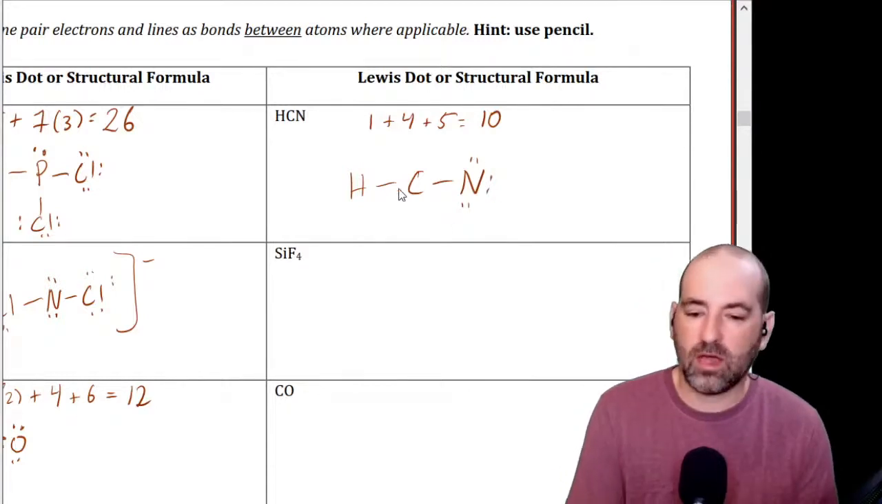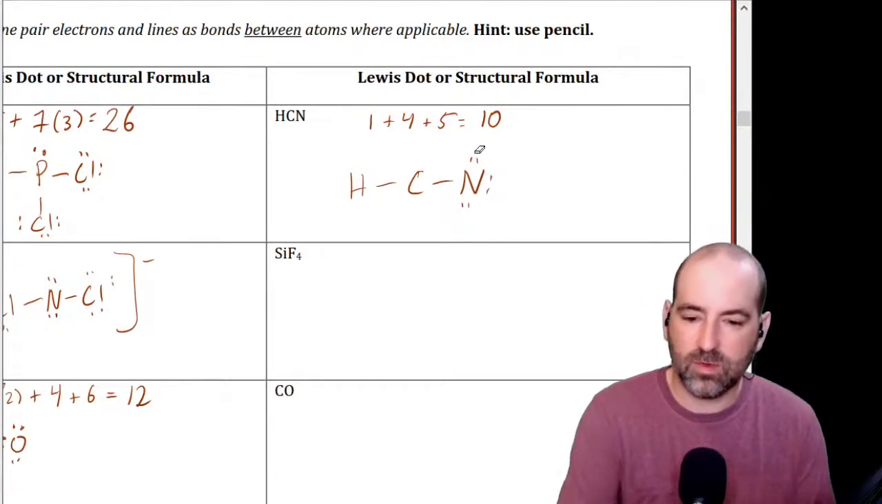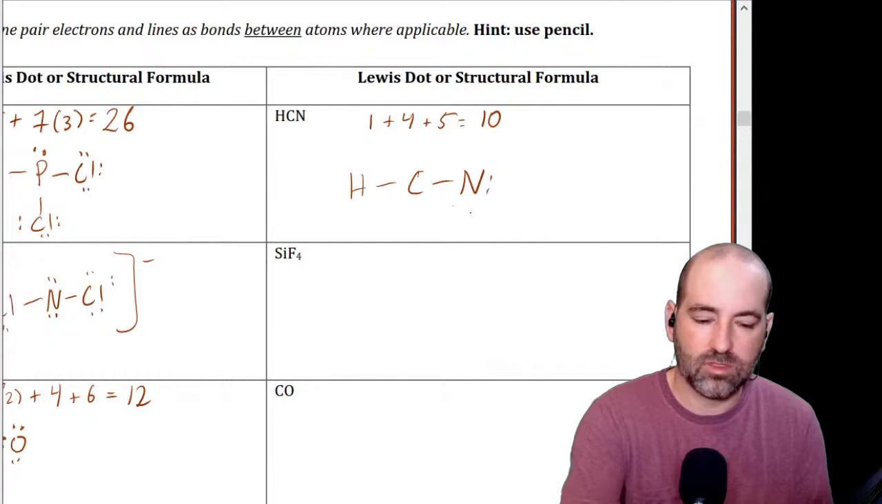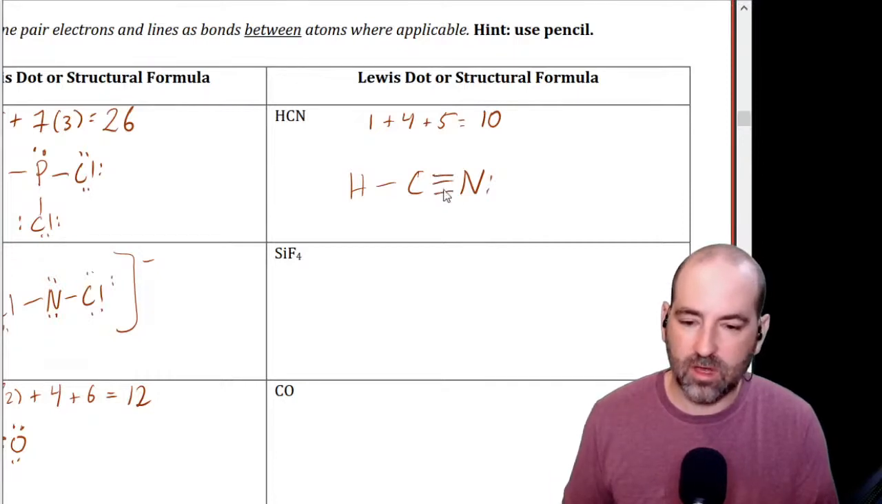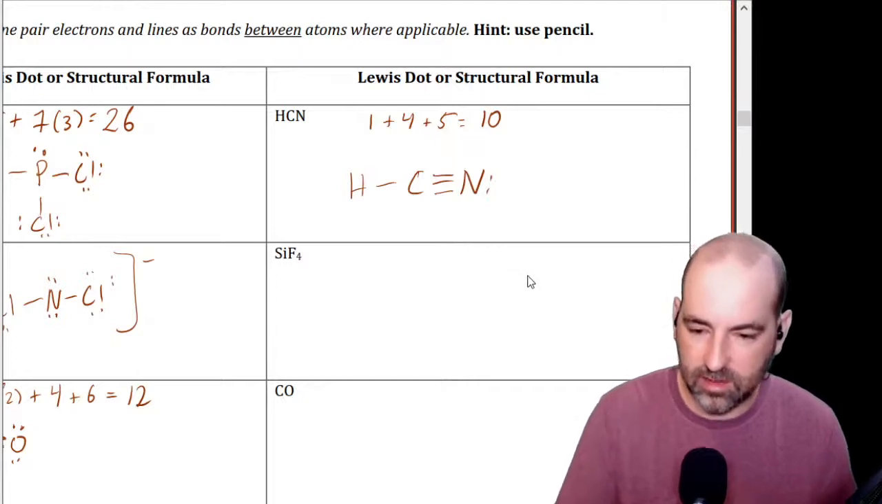Same issue. We don't have enough electrons here. So we have to share 2 pairs with the carbon so that the carbon can have its 8 electrons. The nitrogen can have its 8 electrons as well.